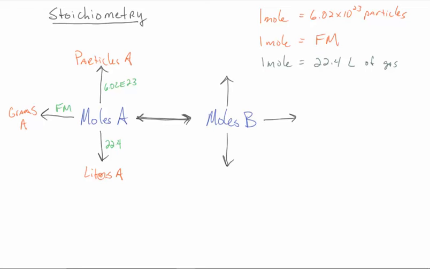And then the same relationships exist, right? This is still up here, particles of A, and then liters of B, particles of B, and then grams of B. My same numerical relationships still apply: 6.02E23, so that's Avogadro's number, 22.4, and then formula mass. Now this is the formula mass of B, and I'm going to go over here and make that the formula mass of A.